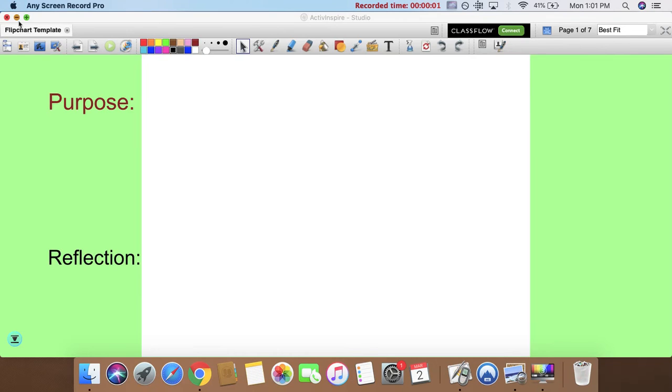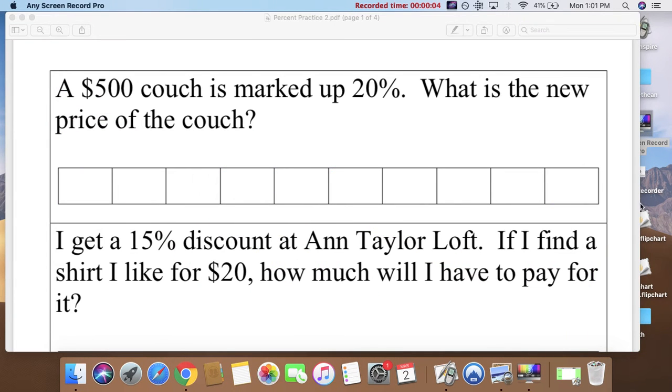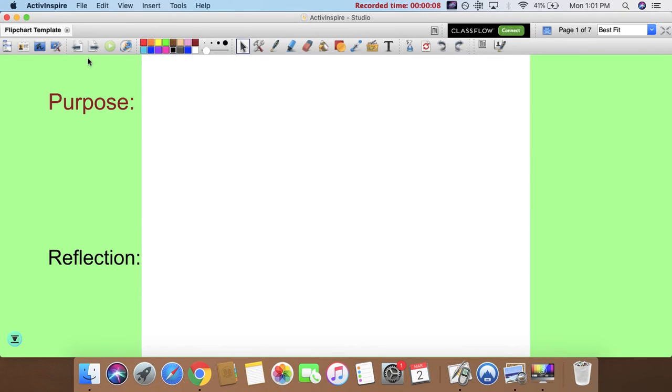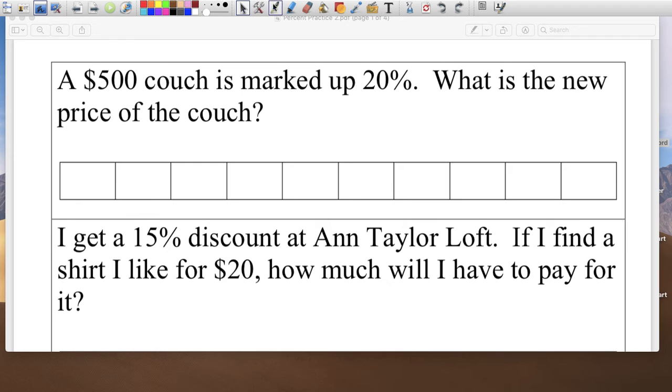Okay, so this is what you did in class, and this was a little bit of your homework, not that much. I don't know if you need a calculator. We are doing bar models to represent percent, and we're only doing that for today.